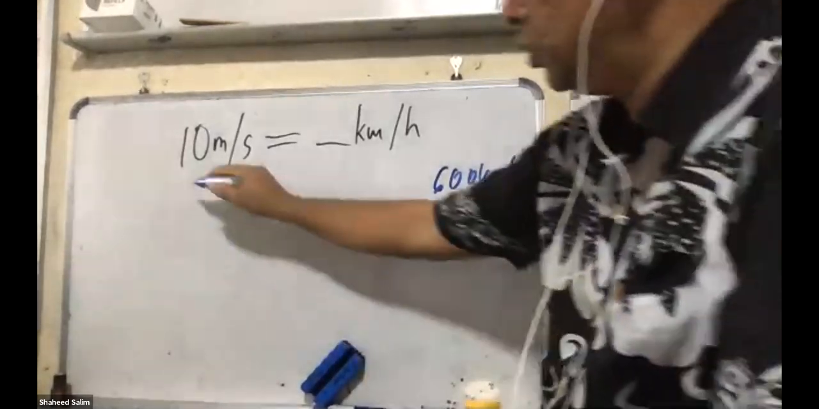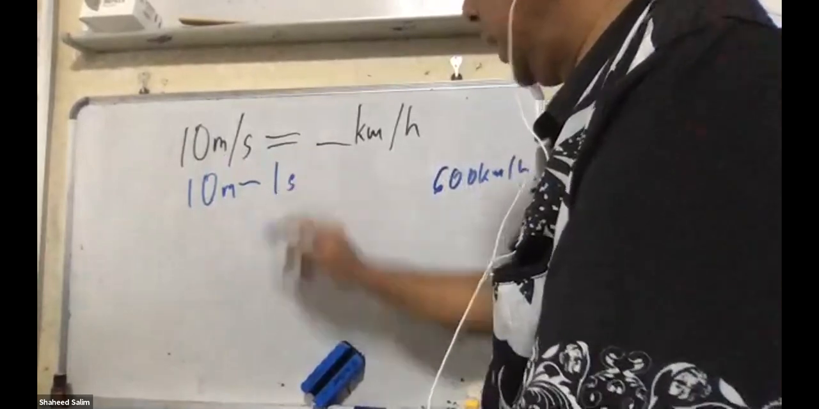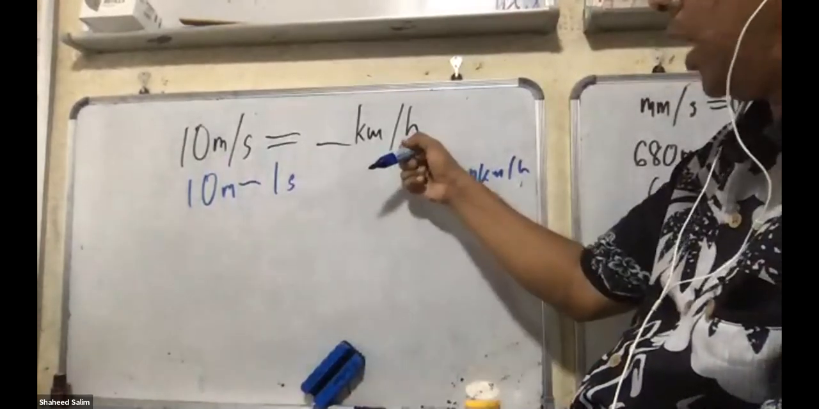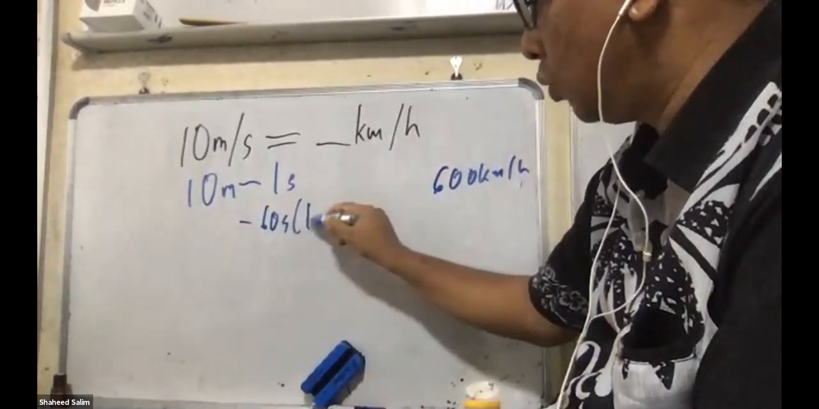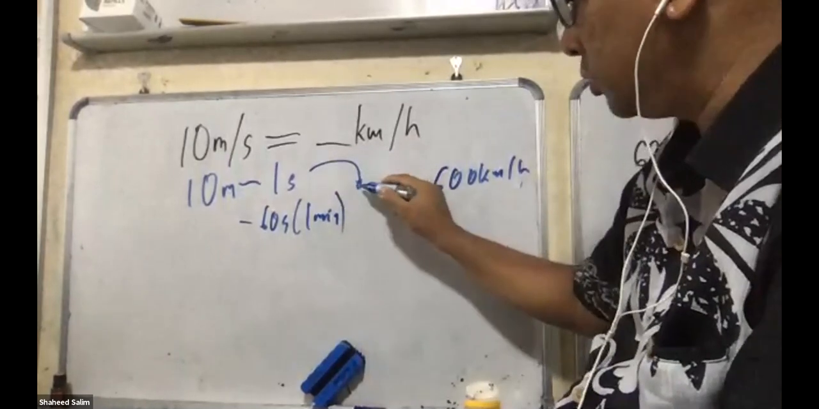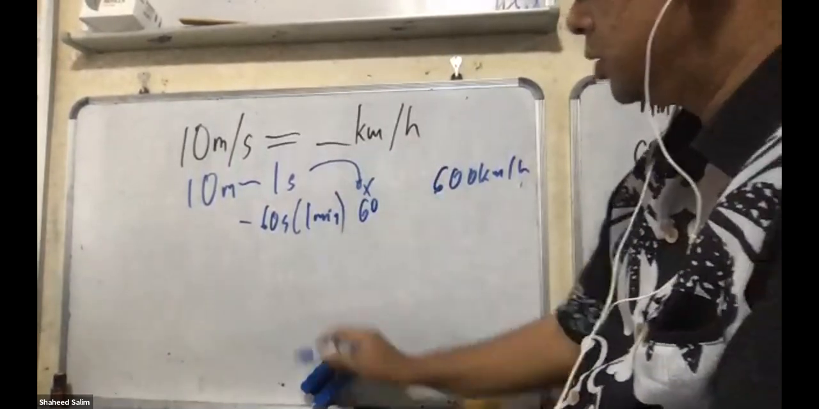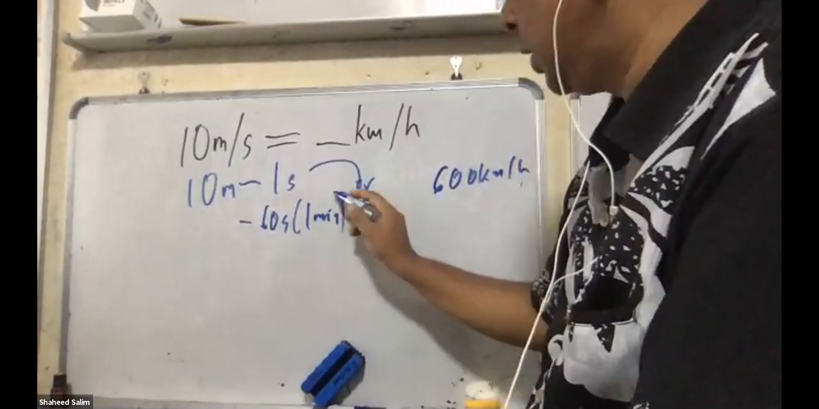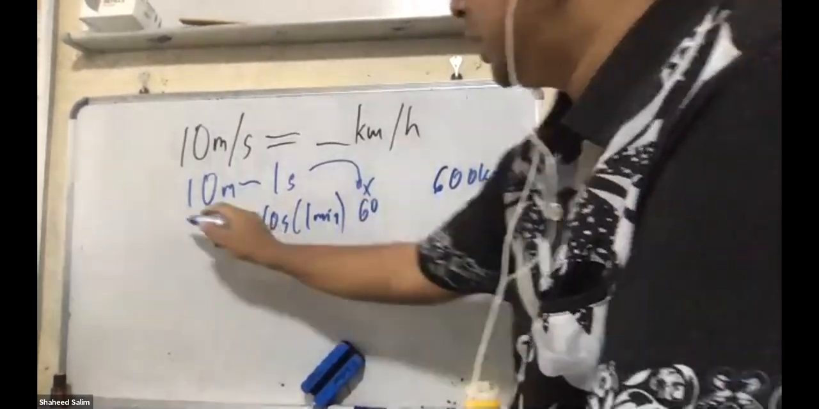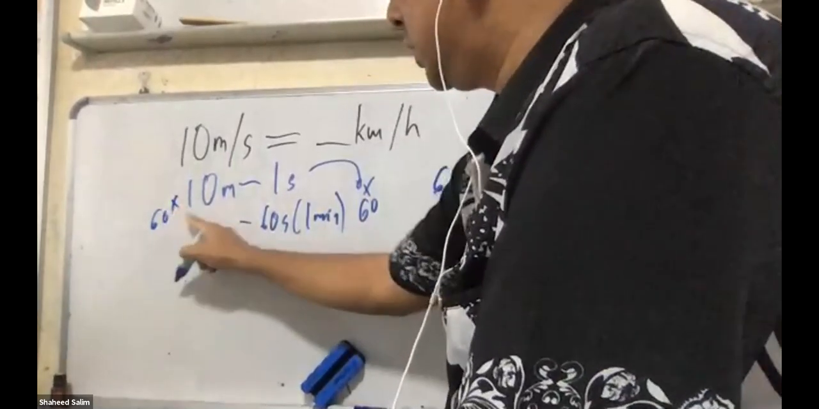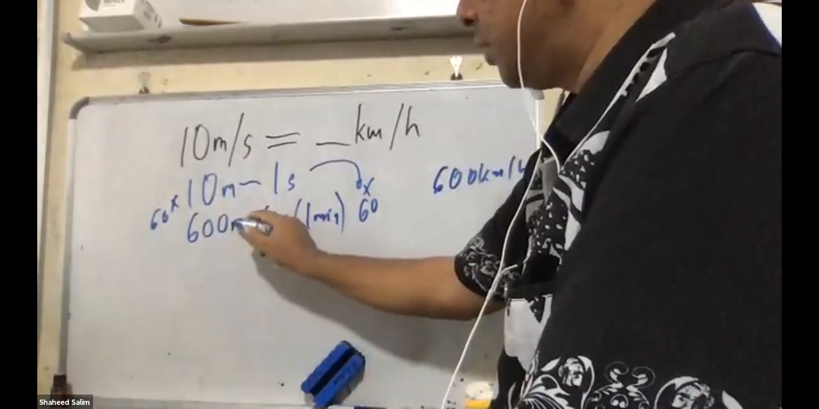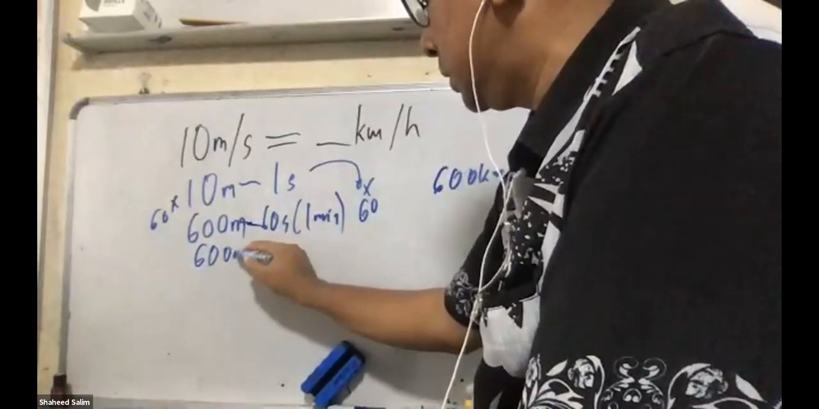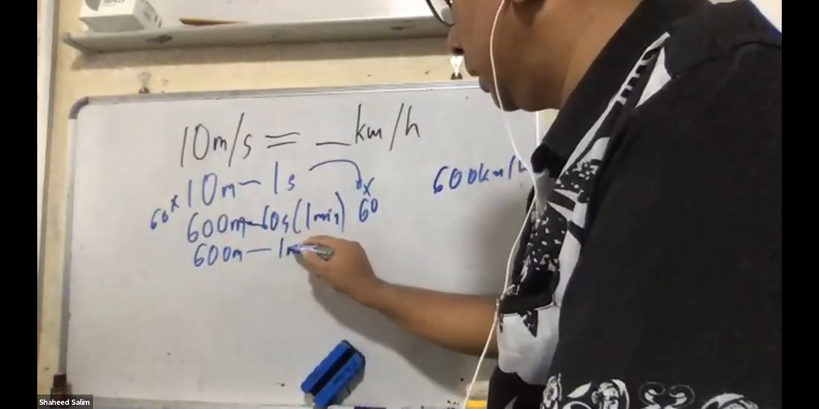Let's see now. Okay, so we do 10 meters in 1 second. So you want to get to hour. Let's go minute first. Minute is 60 seconds, correct? 60 seconds is 1 minute. So what to do? Times by 60. So what do you get when you times by 60? You get 1 minute, 60 seconds. Down here also you need to times by 60. 60 times 10, 600. This is 600 meters in 1 minute.